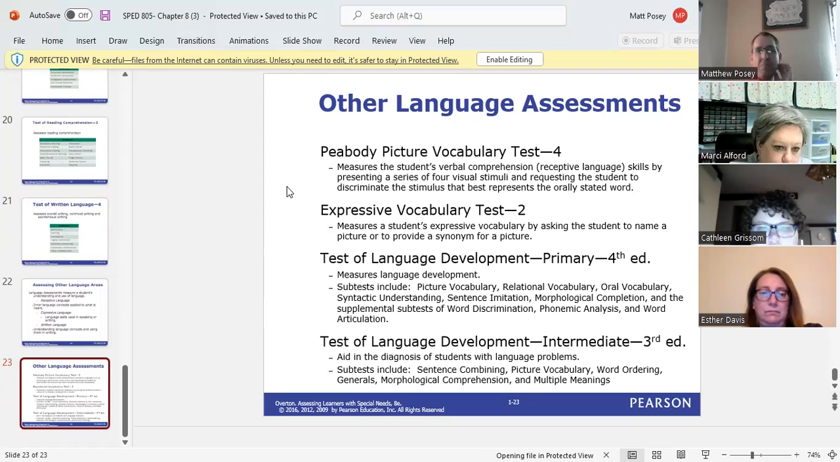So you have the Peabody Picture Vocabulary Test, expressive vocabulary, and Test of Language Development for primary and intermediate. If you look on here at some of the descriptions, you're going to see a lot of picture vocabulary, a lot of picture depiction to see if students can go in and identify and also express what they're seeing. So with that being said, you'll see that it's primarily used for early childhood when students are first entering school to kind of assess the overall vocabulary skills that they have.